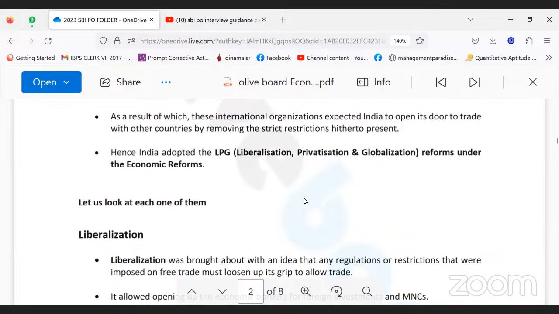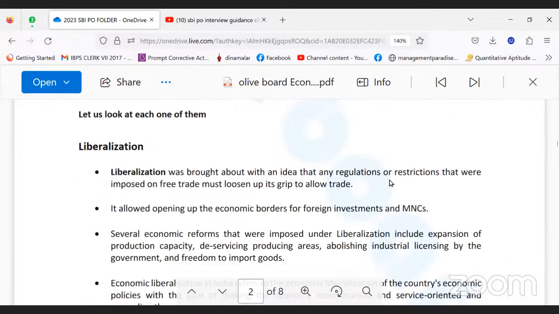All of you must remember this. LPG means not liquefied petroleum gas. It is liberalization, privatization, globalization. Continue.